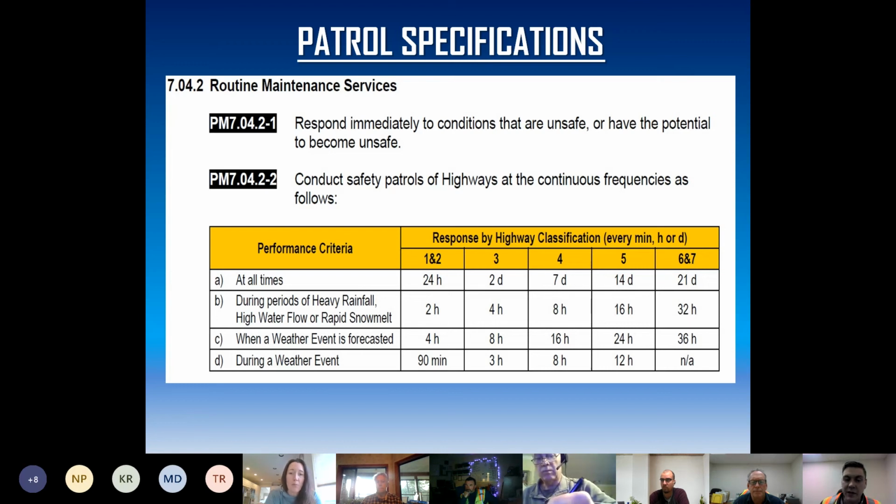And on the table, you'll note that during periods of heavy rainfall, high water flow, our patrol frequency increases. We have crews out checking drains and any areas that might be susceptible to flooding, as well as just general safety patrols. When a weather event is forecasted, weather event being defined as freezing or snowfall, we increase our patrol frequency, and then during a weather event, our patrol frequency is greatly increased when we're seeing snowfall or freezing events.